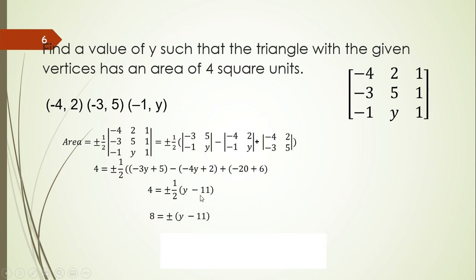If I do the math, I have 4 is equal to plus or minus 1/2 times y minus 11. Multiply both sides by 2, and that gives me 8 equals plus or minus y minus 11, which tells me y is equal to 19, or y is equal to 3. So the way you can visualize that is that if you have two known points, you're going to have two unknown points where the triangle can be formed that has an area of 4 square units.